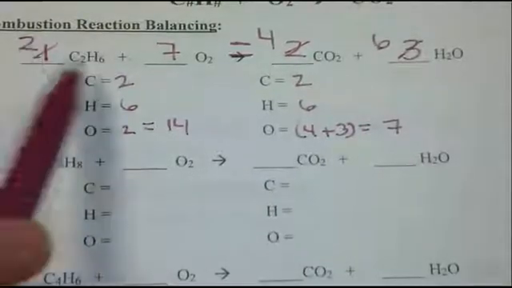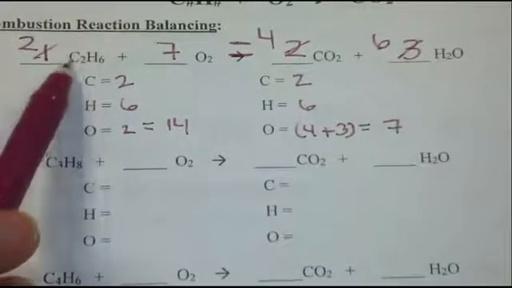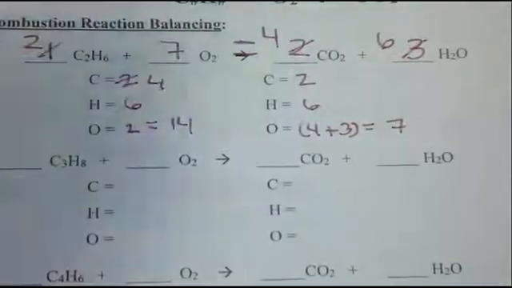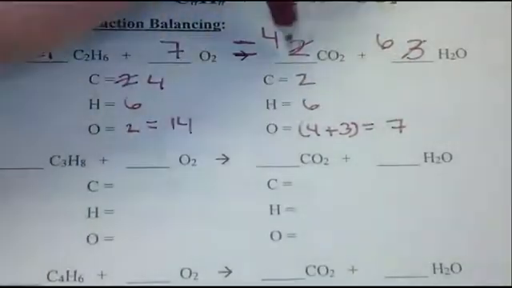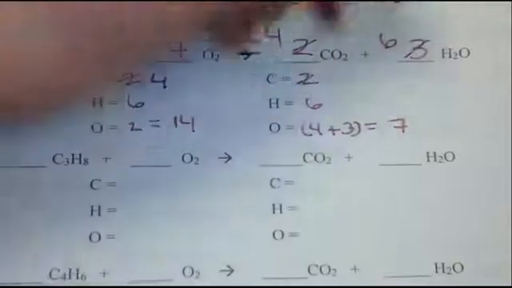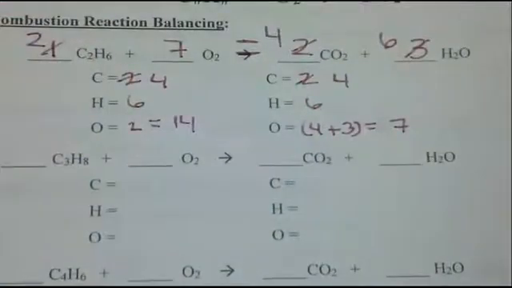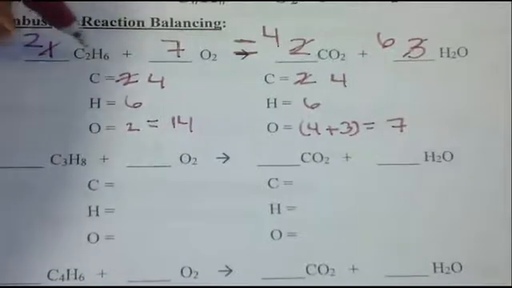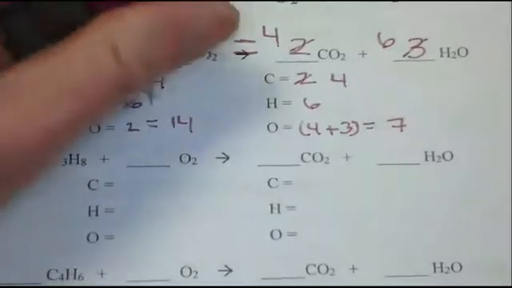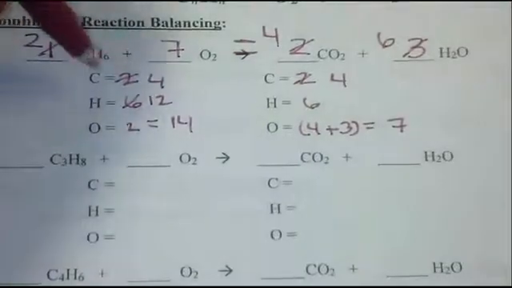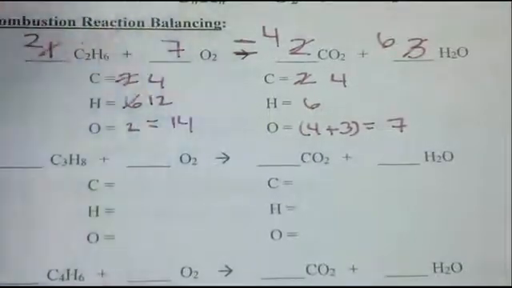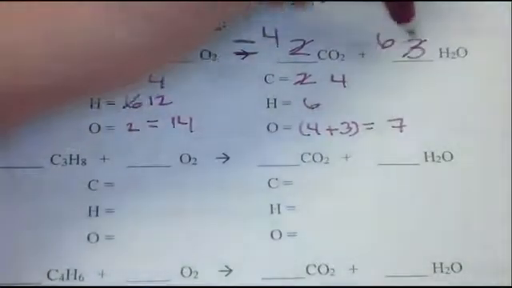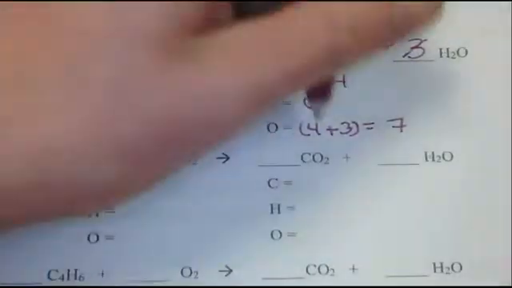So I'm going to check, starting with my C's. 2 times 2 is 4. So I've got 4 on the left, and I've got 4 times 1 is 4, 4 on the right. Okay, now let's do our H's. 2 times 6 is 12. Got 12 on the left, and I've got 6 times 2, which is equal to 12 on the right.